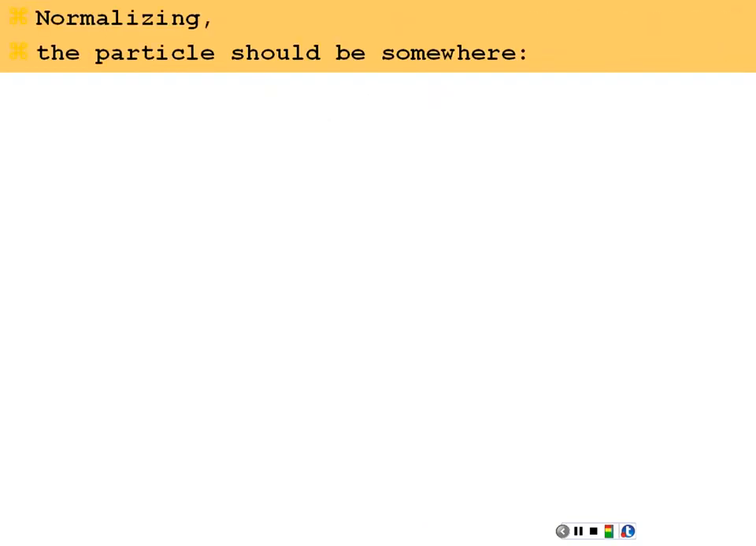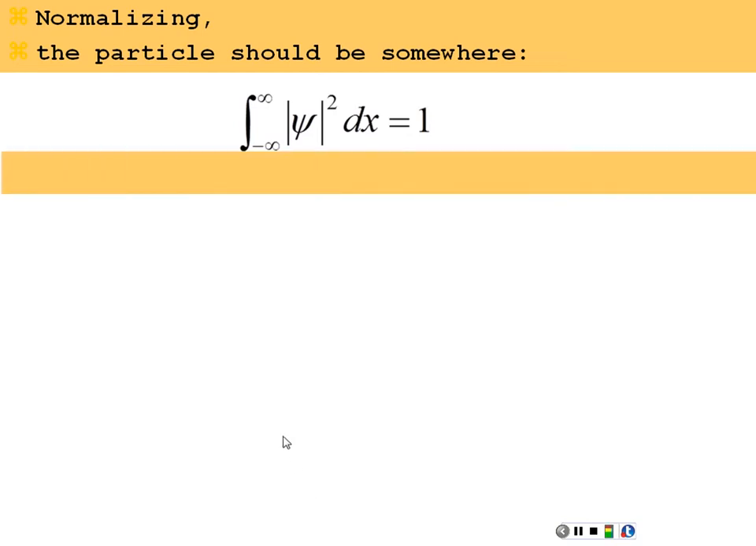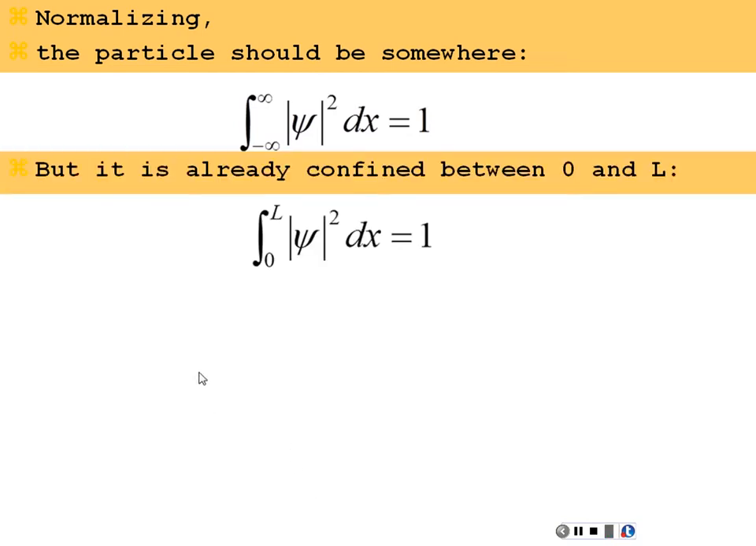But if we were to normalize this, we know that the particle should be found somewhere. If we integrate the probability density over all x, it should give us a definite particle, so that probability should be equal to 1. We'll find it somewhere between negative infinity and infinity. But we already know that it's not allowed to be less than 0 or greater than L. It's confined to the box. So we can reduce our limits in this integral to between 0 and L. The probability density integrated between 0 and L should also be equal to 1 because our particle should be found inside the box.